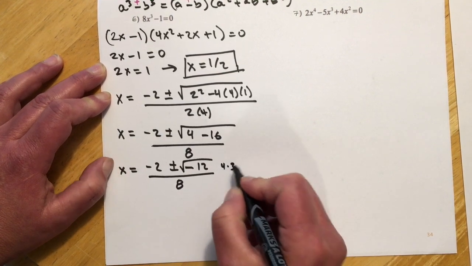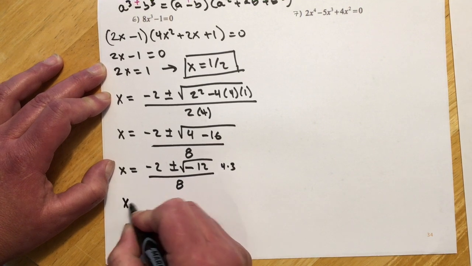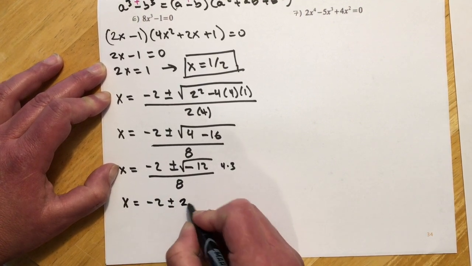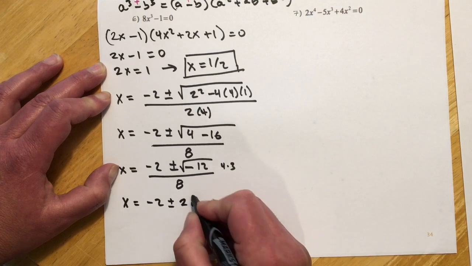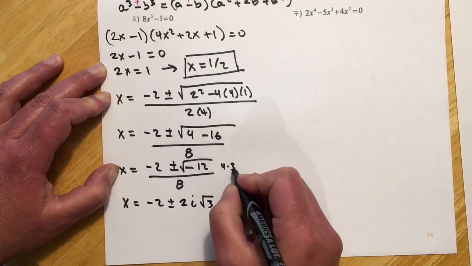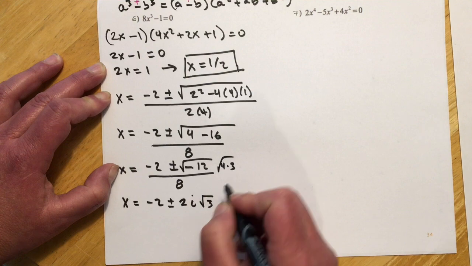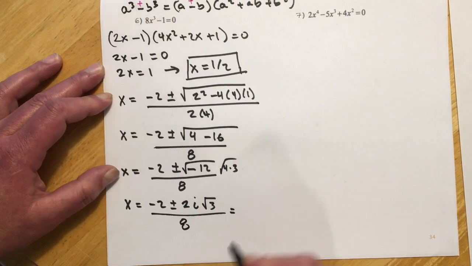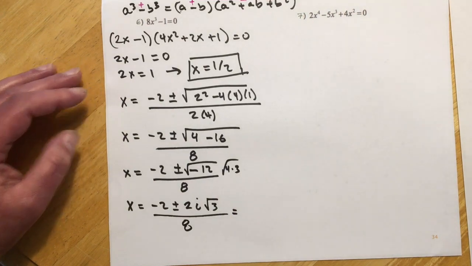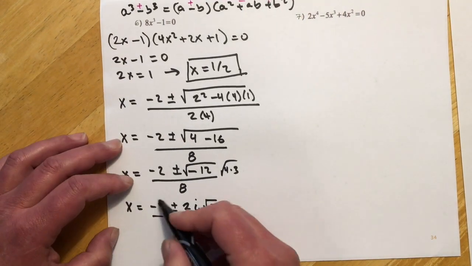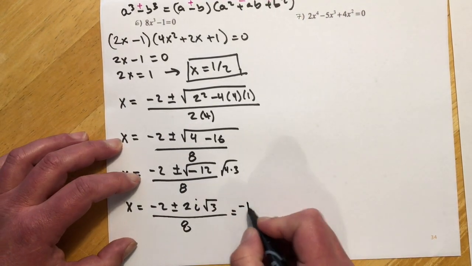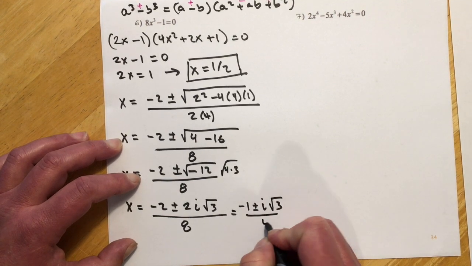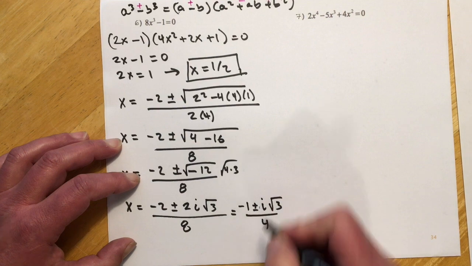12 is 4 times 3, so I'm going to bring out a 2. So x equals -2 plus or minus 2, and there's a negative, so we'll do an i. And then that root 3 stays behind, over 8. And then lastly, I can knock out just the 2's everywhere. So this will be -1 plus or minus i root 3 over 4. There's an invisible 1 right there.